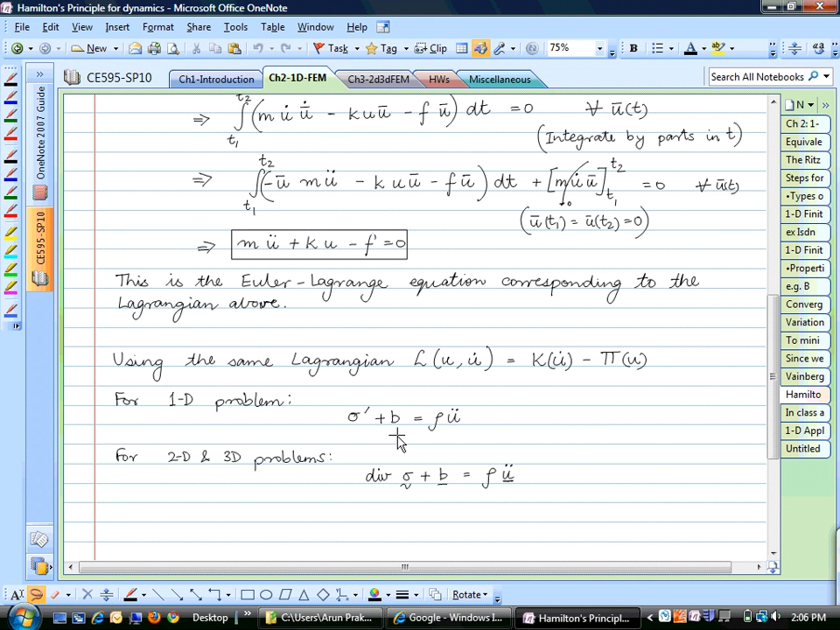So if you have a bar, and if you are applying loads that are varying with time, then displacement, stresses, and everything, those quantities are also going to be varying with time. And this would be the governing differential equation for dynamic problems. And similarly, for 2D and 3D problems, we know that divergence of sigma plus b is equal to rho u double dot. This is something that we calculated in our first few lectures.